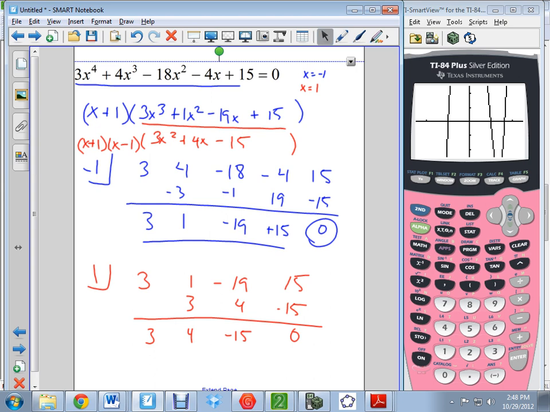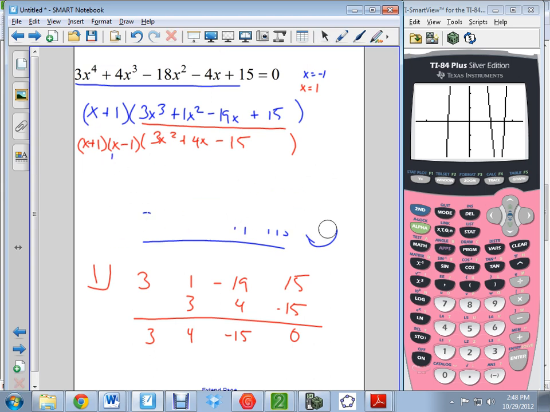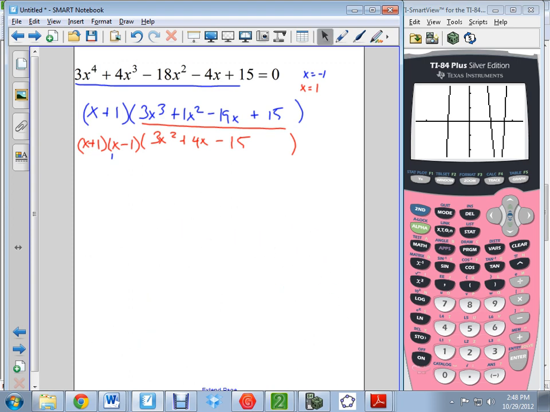And that's good. Since that is a quadratic equation, I might be able to factor that. I don't know if I can or not, really. I'm going to just have to try it and see what happens. So we're going to use the quadratic equation techniques. We already have an x plus 1. We already have an x minus 1. What we need to do is factor this.